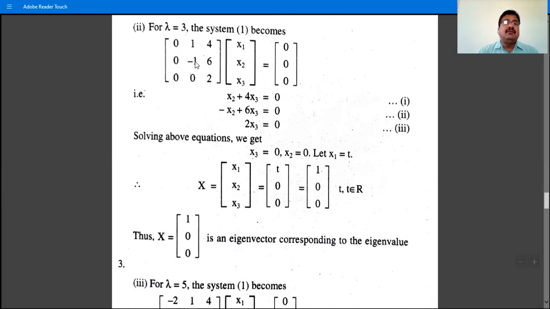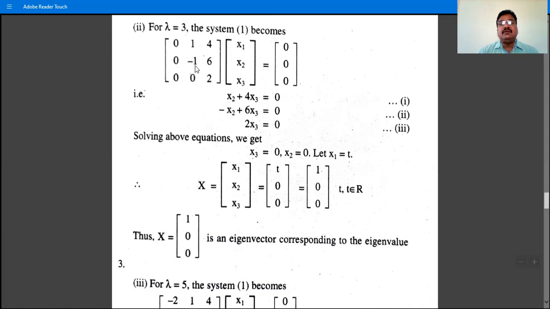So we have to reduce this minus 1 to 0. So R2 plus R1. We have 0. Here we have 10. And then reduce this 10 to 1, so 1 by 10 R2, we have 1. And then we reduce this element to 0: R3 minus 2 R2. So we have the echelon form 0, 1, 4, 0, 0, 1, 0, 0, 0.